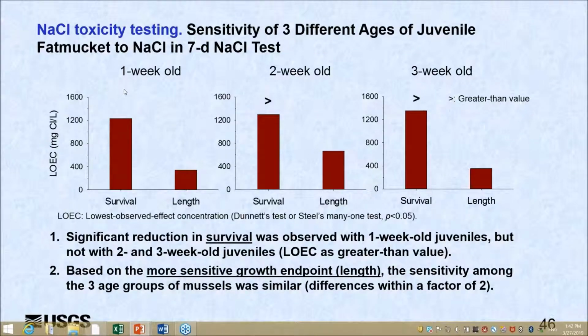And for the younger mussels, the 1-week-old mussels, the survival was affected at a high concentration, but we did not see this survival effect when they're 2 or 3 weeks old. But we see the more sensitive endpoint for the length and growth effect at a much lower concentration. And if you compare these 3 age differences, the length endpoint is not much different.